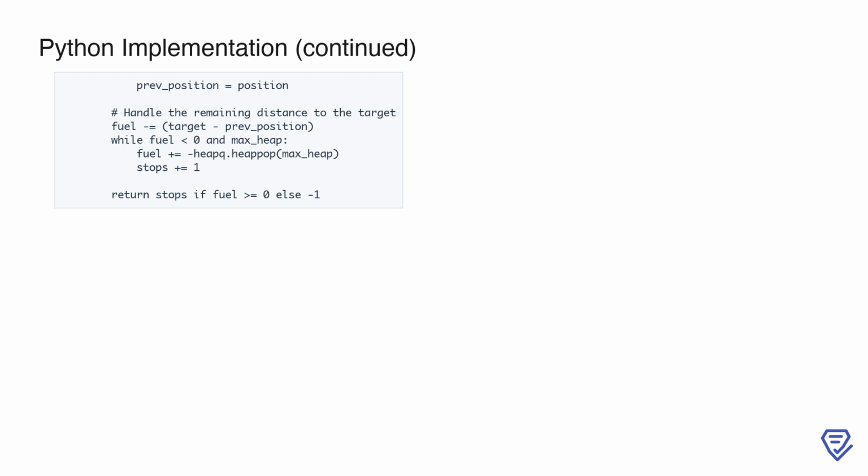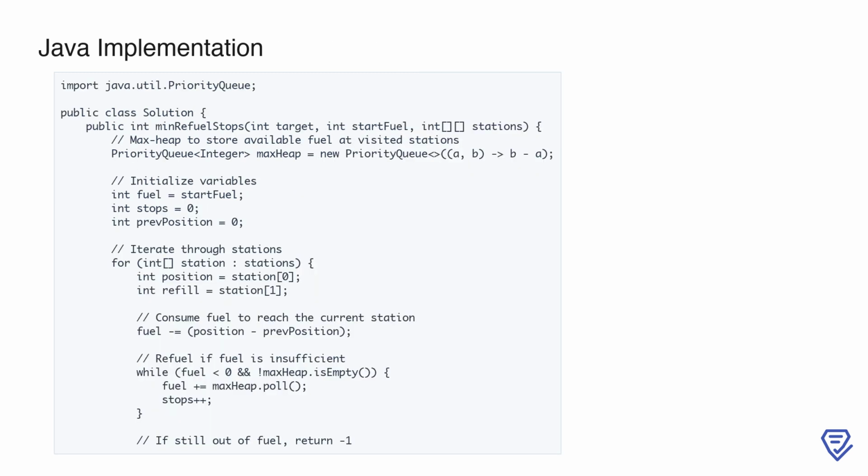beneficial refuels. Here, we begin the Java implementation for solving the minimum number of refueling stops problem. To manage the fuel efficiently, we use a max heap, implemented with a priority queue, to store the fuel amounts available at visited stations. This allows us to always access the largest fuel amount when needed. We start by initializing the fuel variable with the starting fuel, setting the stops counter to 0, and tracking the previous position as 0. Then, we iterate through each station, which is represented as an array containing the position and the fuel available at that station.